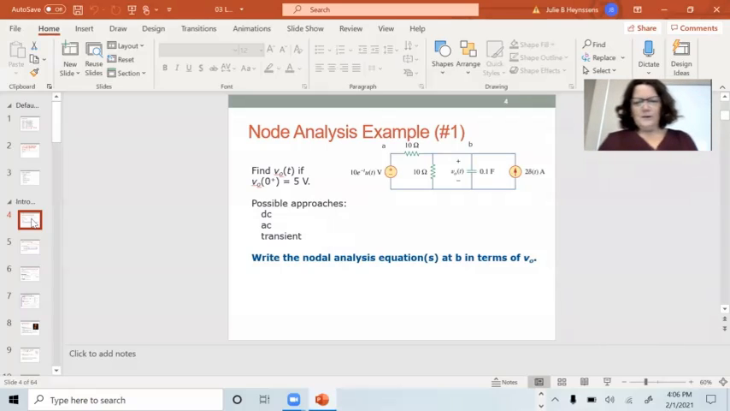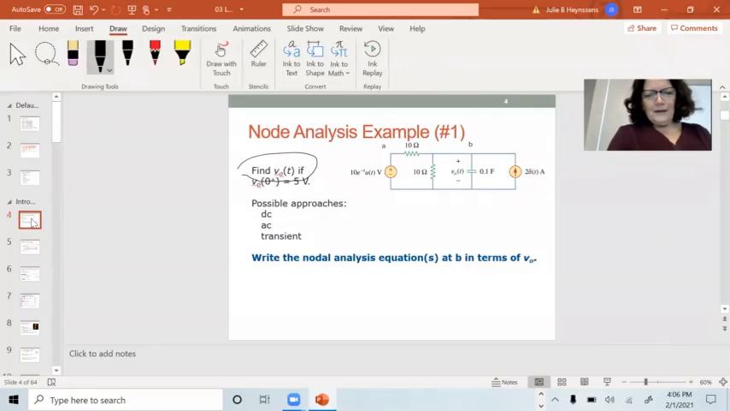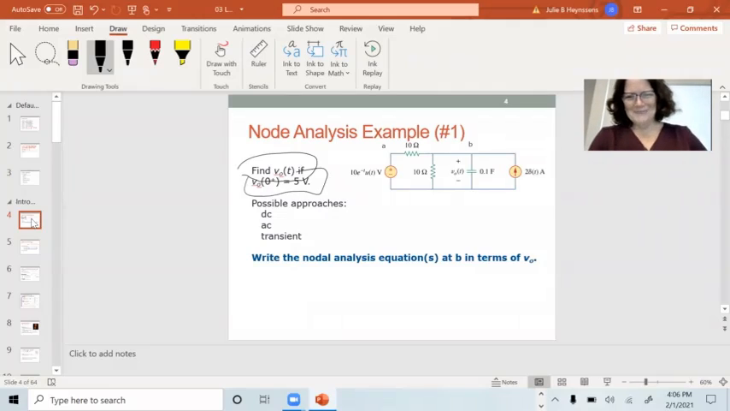Let's look at this. What is our goal? Our goal is to find V out of t if V out of 0 plus is 5 volts. So I initially have some charge stored on that capacitor. I've got these sources in here.